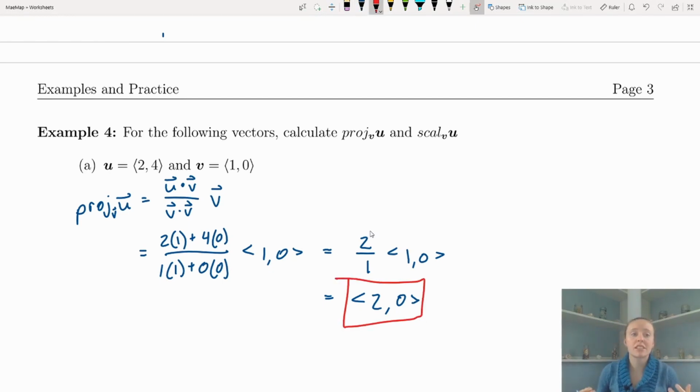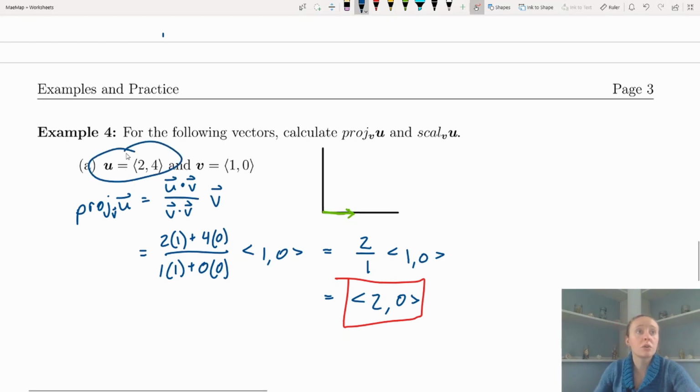Which totally makes sense for this problem, even if we were to visualize it. Because if I was to draw some xy plane, I have my vector v, which again, I'll do in green, that's 1, 0. So 1 in the x and 0 in the y. So I have some vector, if I'm starting at the origin, that looks like this. And then my vector u is 2 in the x and 4 in the y.